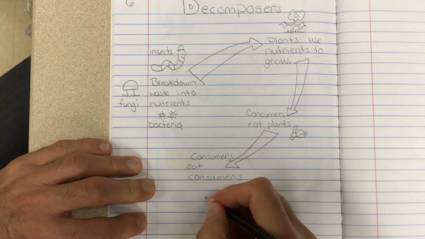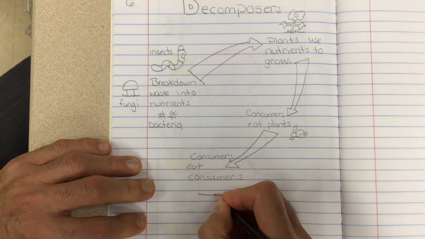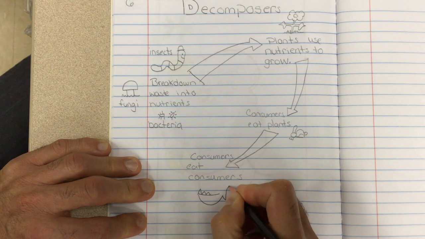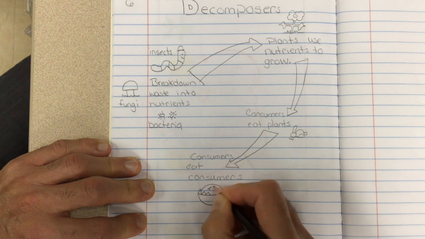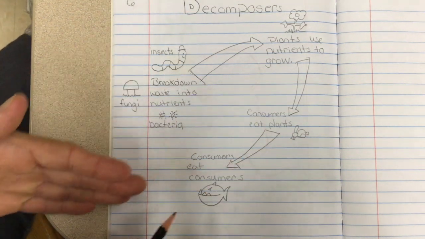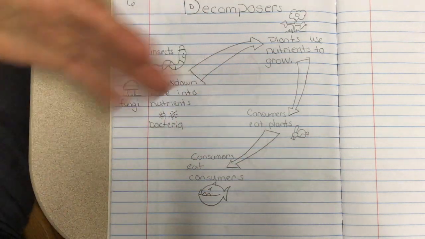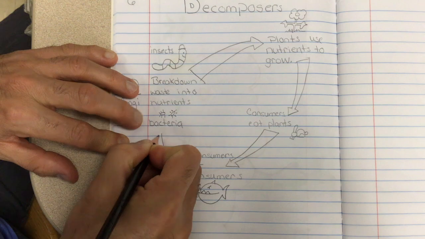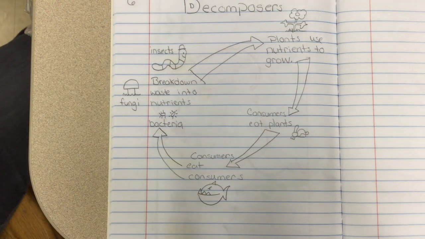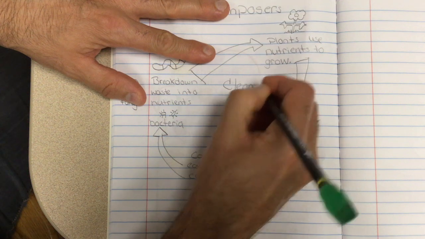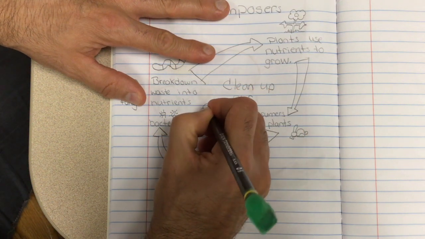And then consumers eat consumers. And for this one, I'm just going to draw my friend Biff. Angry fish because he has that large underbite. And eventually, all of these things that are consumers and even some of the plants, once they die, as these things die off, they all go back and are cleaned up by the decomposers. So eventually, everything comes back to the decomposers. And what a great thing they do because they clean up our ecosystem.